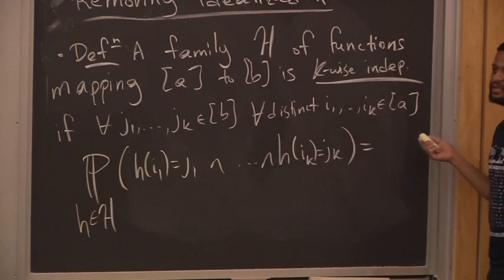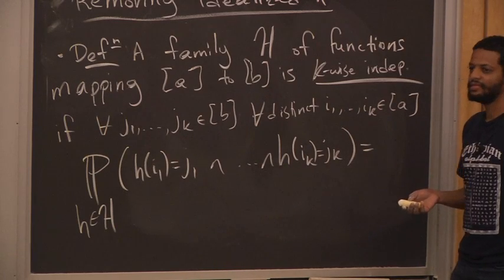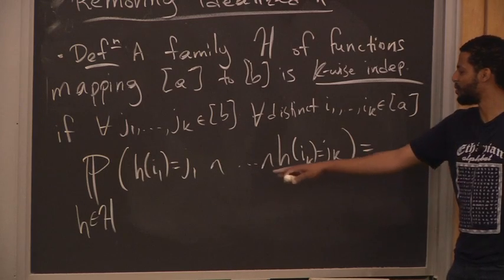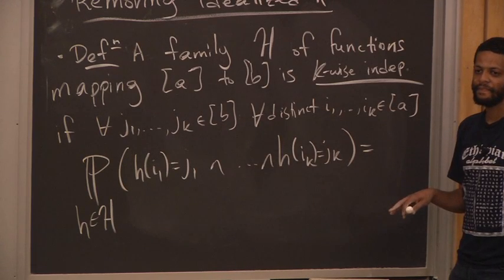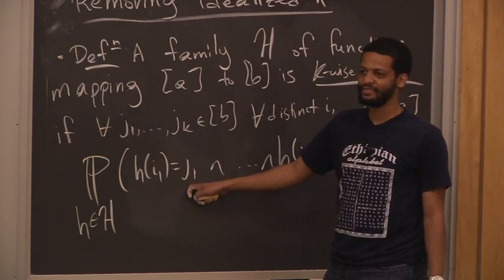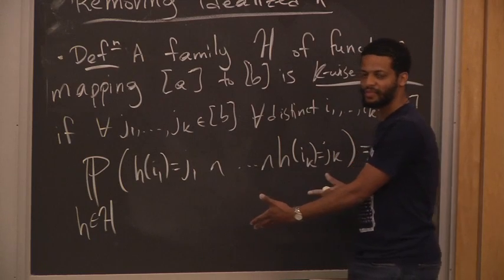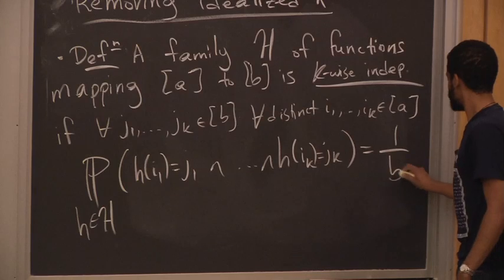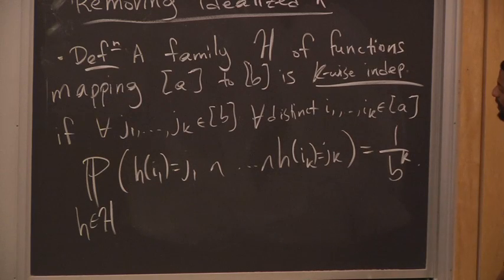Okay, what do you think I should put here? I want to say that basically the function behaves like a random function. If this were a random function, what would be the probability of this happening? What's the probability that h of i is equal to j? 1 over b. So if this is actually a totally random function, what's this probability? Yeah, 1 over b to the k. So that's the definition of k-wise independent. Okay? That it behaves the way that a random function would.